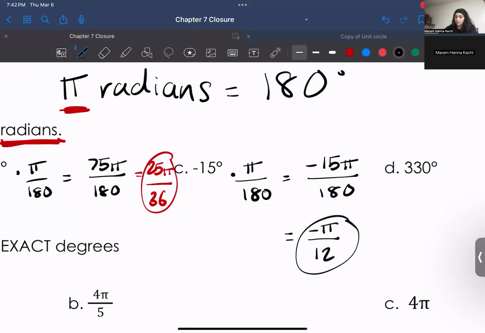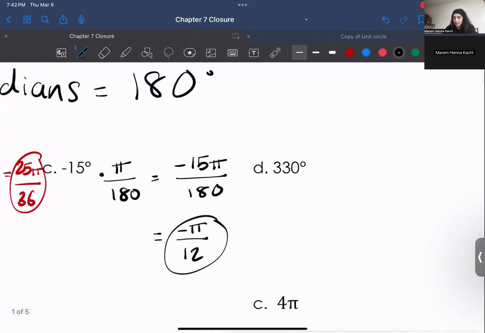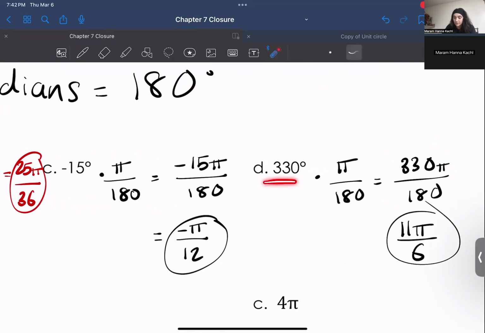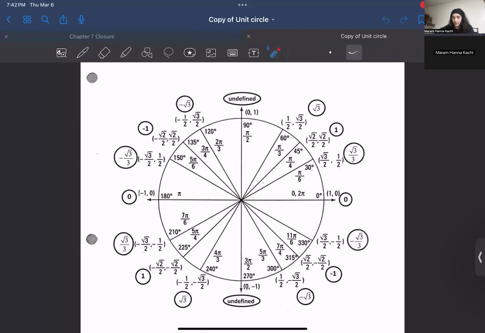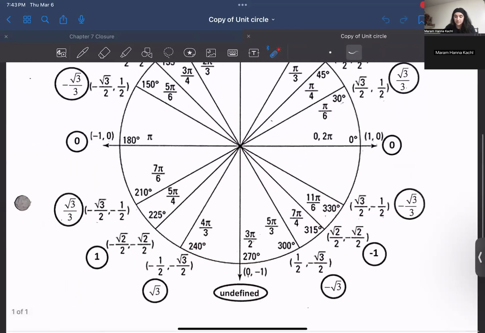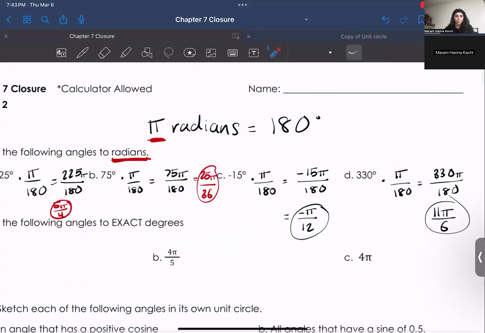The last one, the process does not change. Going from degrees to radians, you'd multiply by pi over 180. And then having 330 pi divided by 180, I can still simplify these numbers down, and that ends up being 11 pi over 6. Now, this one's also on the unit circle. So if you catch that and you know that 330 degrees on the unit circle exists, then you would automatically be able to say it's 11 pi over 6. If you didn't catch that, that's fine. You still have that process to go through.